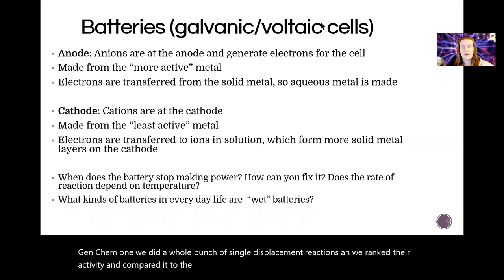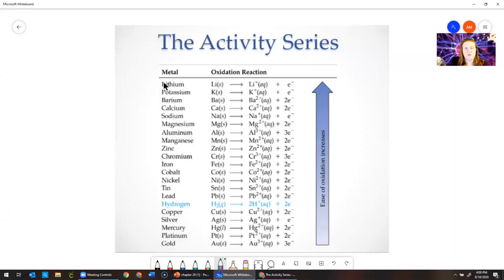So here's an example activity series. All right, and so what this shows us is, according to this chart, this activity series, the most active things are at the top, the least active things are at the bottom. So since oxidation happens at the anode, we want the most active thing to be at the anode.